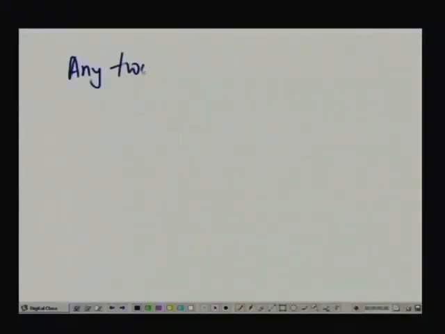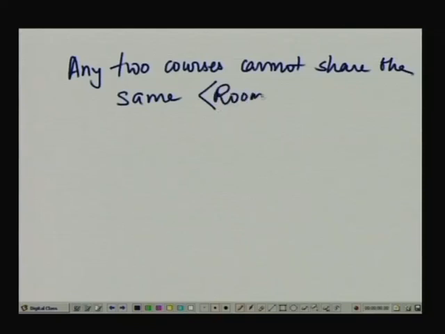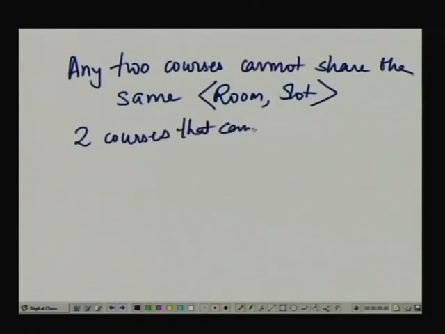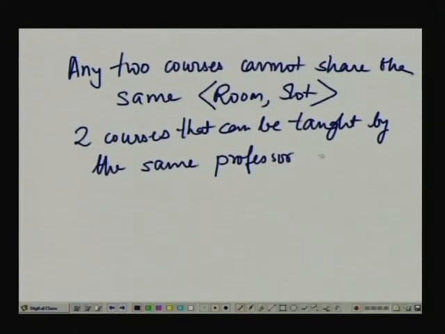So, any two courses cannot share the same room and slot. So, both room and slot cannot be the same for two courses, and two courses that can be taught by the same professor cannot share a time slot. So, based on these constraints, we have to do the assignment of values. This you can work out for a small set of values.